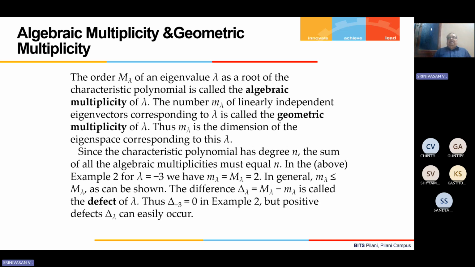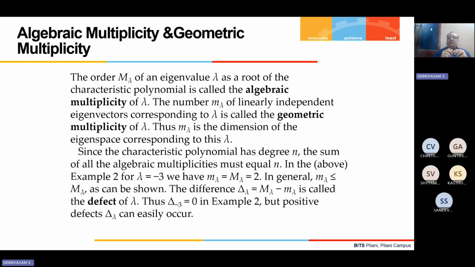The order, capital M suffix lambda, of an eigenvalue lambda as a root of the characteristic polynomial is called the algebraic multiplicity of lambda. In the sense, when you have repeated value of lambda, for example, in the previous problem, you had lambda equal to minus 3, minus 3. So here by order, we mean the number of times that the root gets repeated. So repeated roots, only that number is called algebraic multiplicity of lambda, denoted by capital M suffix lambda.